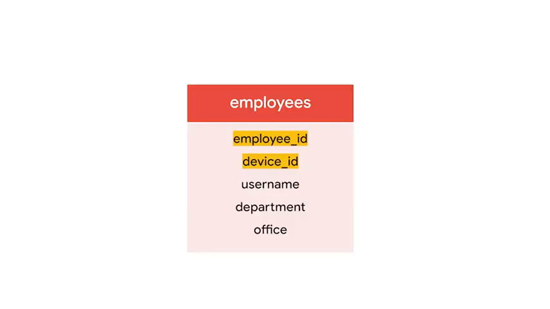Let's say we have access to the employees table, and the employees table has 5 columns. 2 of them, employee ID and device ID, contain the information that we need. We'll write a query to this table that returns only those 2 columns from the table.